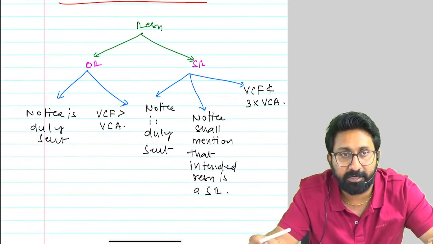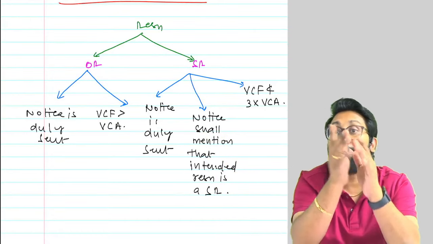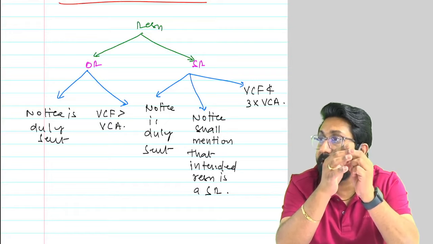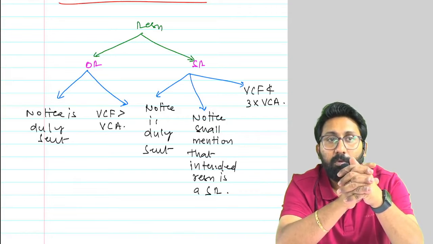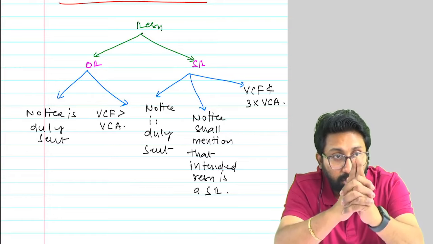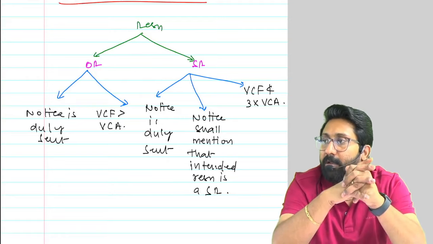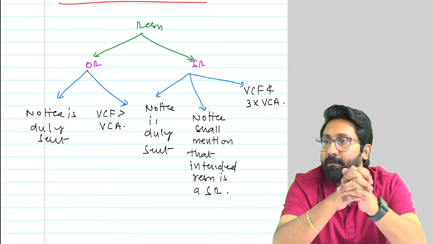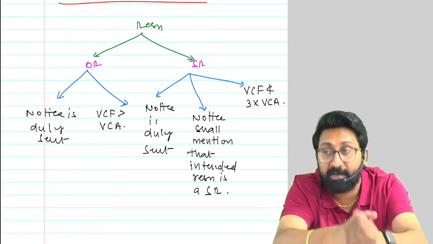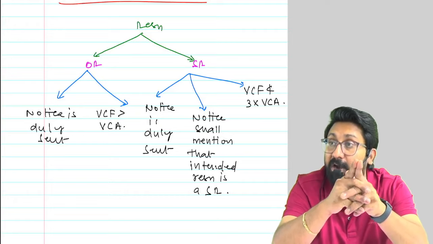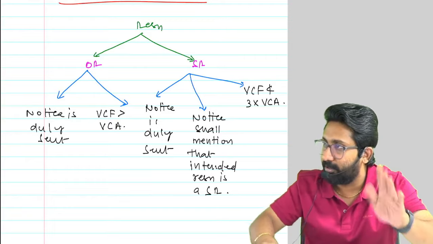Understood ordinary and special resolution clearly? Tell me, if a question came in exam for 4 marks, how will we write? What makes an ordinary resolution? Notice must be duly sent, and votes cast in favor must be more than votes cast against the resolution. Next, what makes a special resolution? Notice must be duly sent. Notice must clearly mention that the intended resolution is a special resolution. Votes cast in favor must not be less than 3 times the votes cast against the resolution. Everyone understood? Over. That's all.